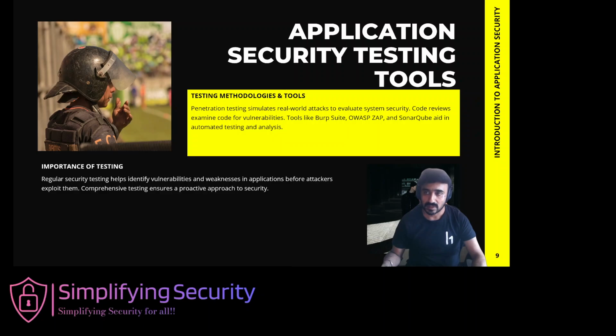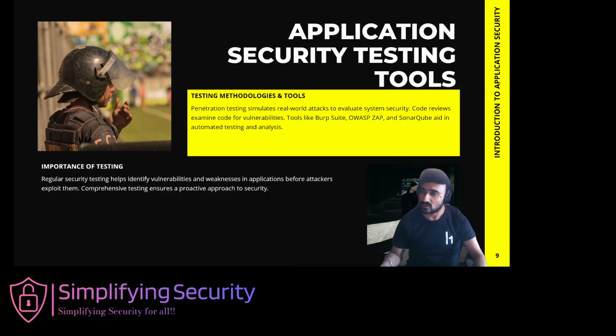Coming to tools, there are tools which come into the picture when you do application security testing, like Burp Suite, where you intercept the traffic between your browser and a server, and see how the communication is happening. It happens on the HTTP protocol, but what requests and responses are being exchanged, you can easily identify using a proxy tool like Burp Suite.